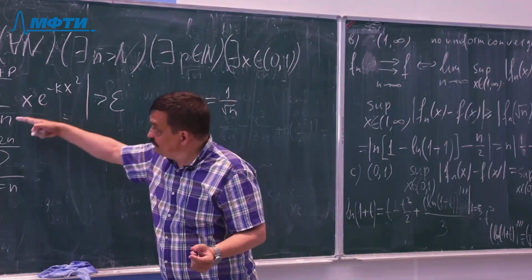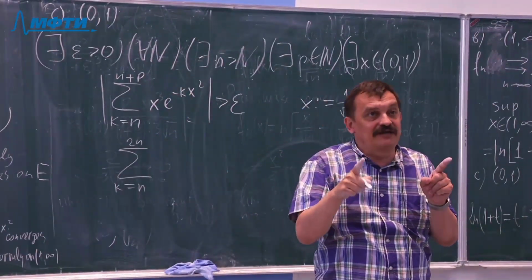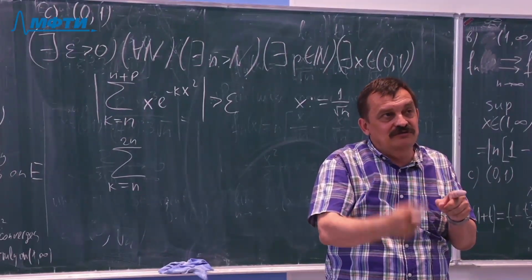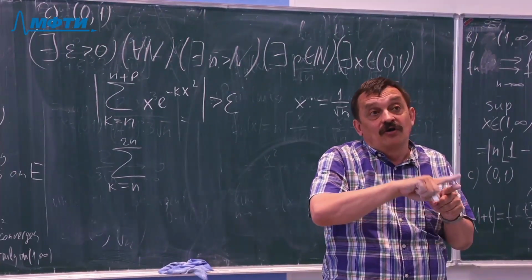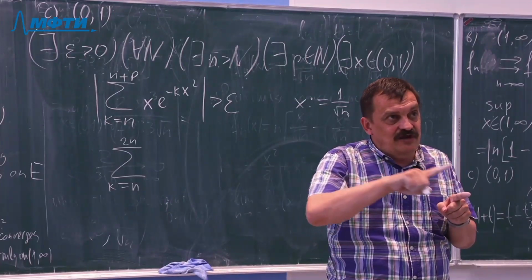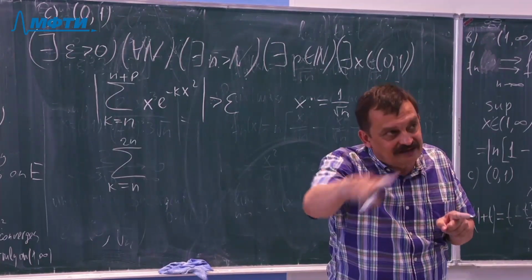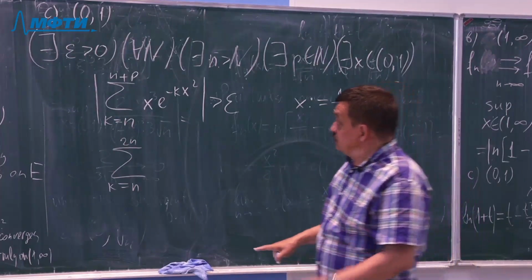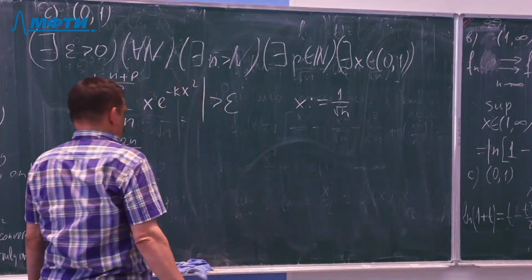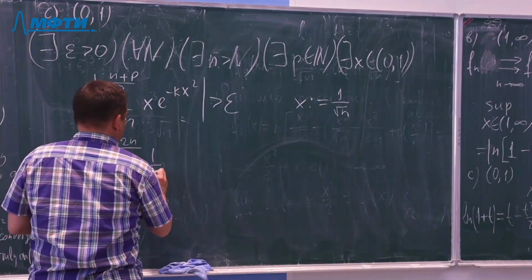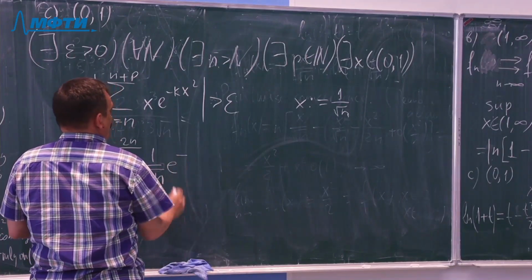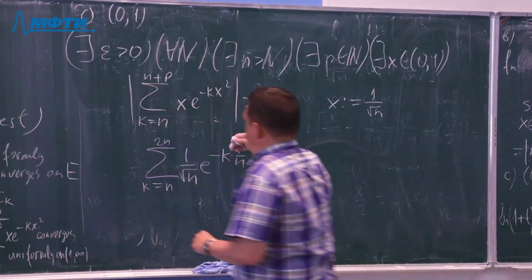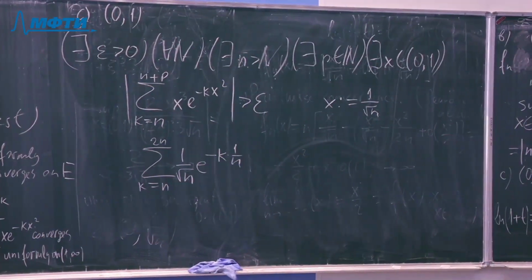You have one x for all terms in this block, right? k varies from n up to n plus p, and x should be chosen in a unique way for all k simultaneously. So x is independent of k for sure. That's important. So I use x equals 1 over square root of n. So we have here 1 over square root of n times e to the power minus k times 1 over n, right? And I may forget about modulus because it's positive for sure.